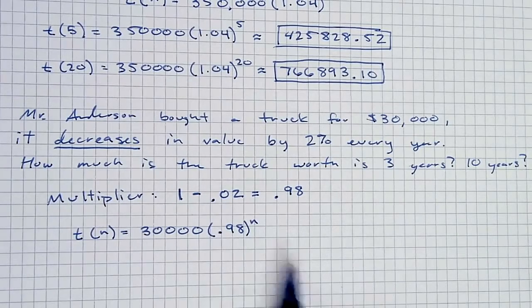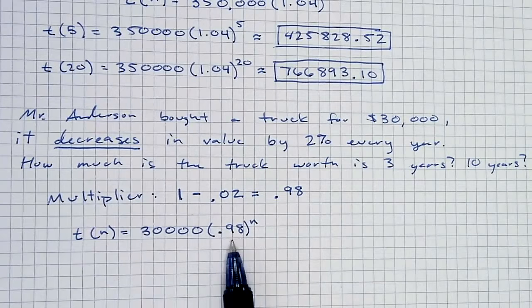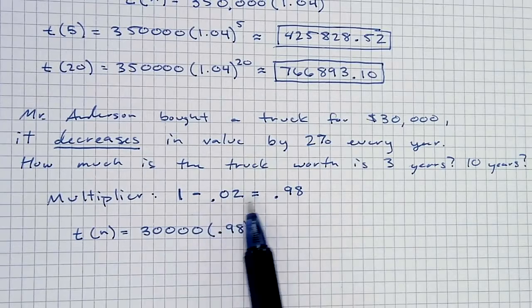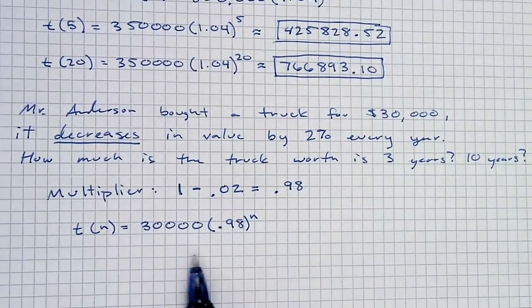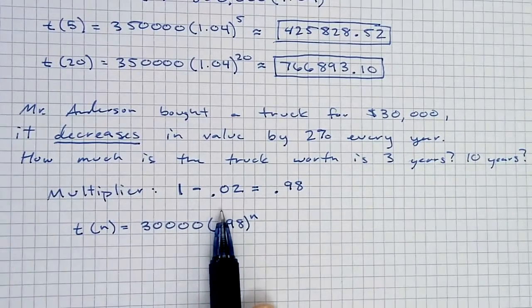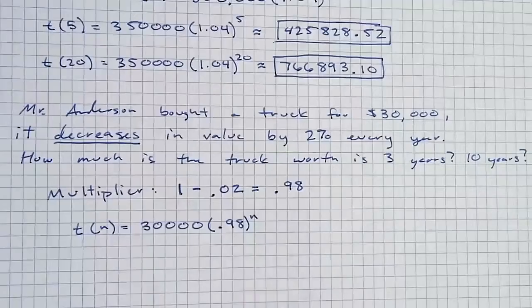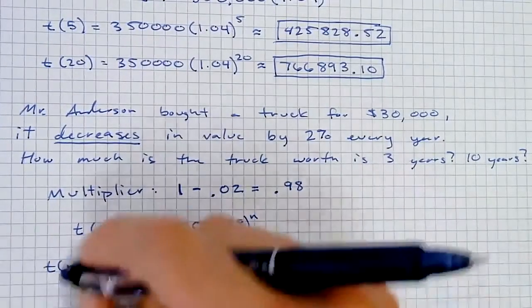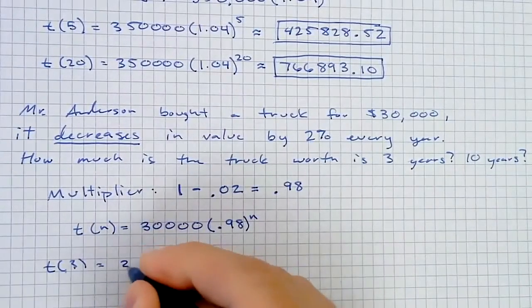A very common misconception is that when something's decreasing in value, a lot of people struggle with coming up with the multiplier. Like I said, it's always 1 plus or minus your percentage, depending on if you're increasing or decreasing in value. In this case you're decreasing, so it's 1 minus your percentage. So same thing: if we want to find out how much it's worth in 3 years, we plug in 3 for n.